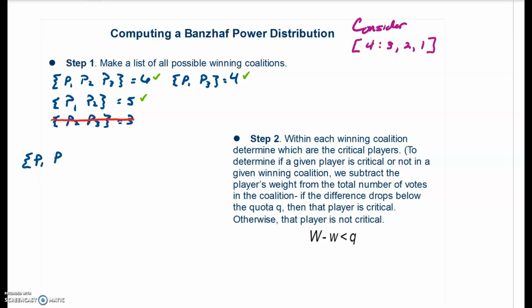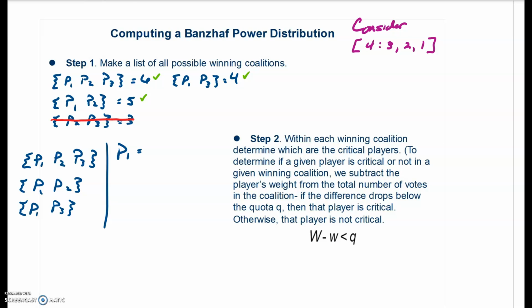So let's list our winning coalitions. Player 1, player 2, player 3; player 1, player 2; and player 1 and player 3. Those are our winning coalitions. So what we want to do is look first at how many times player 1 is critical. I find all the coalitions that have player 1 in it, and I consider what happens if I take player 1 out of that coalition.